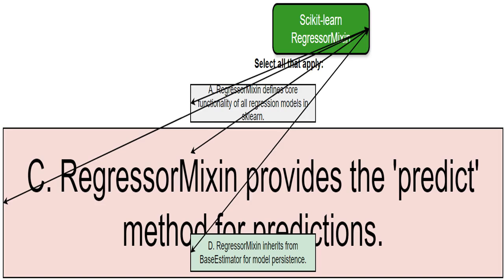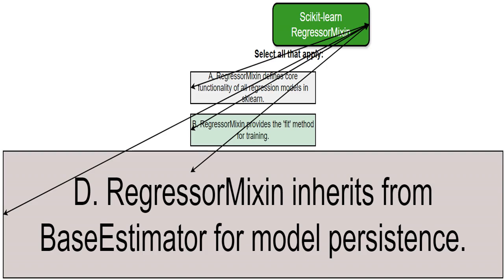Absolutely correct. After you train a model with FIT, you need a way to use it. That's what the PREDICT method does. It lets you give the model new, unseen data, and it will return the model's prediction for that data. That's right.